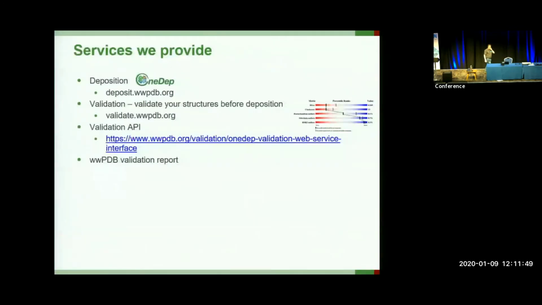What do we provide as the wwPDB? We provide the OneDep deposition system. This is common for EMDB, PDB, and NMR data as well, so NMR structures we have in there too. We have a validation server, so you can validate your structures before you come to deposition. We have a validation API, which you've seen some talks of how it's been used within CCP4 I2 and CCP4 Cloud, so that you can pre-validate your structures before you even think about using a validation server and then think about depositing. And as a part of this, we give you our lovely validation reports, which have these sliders.